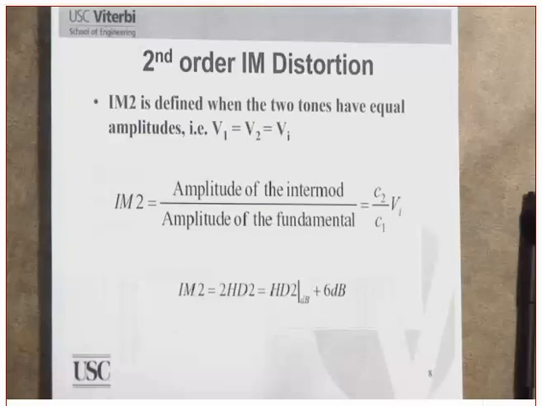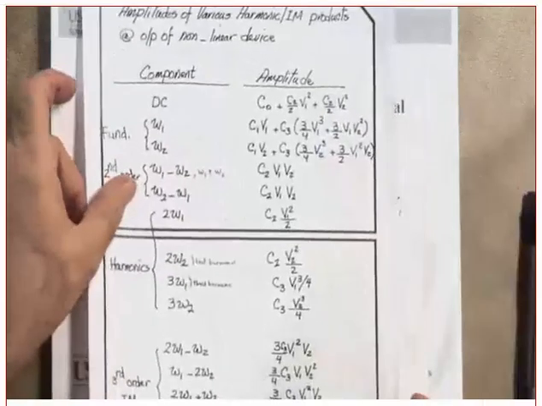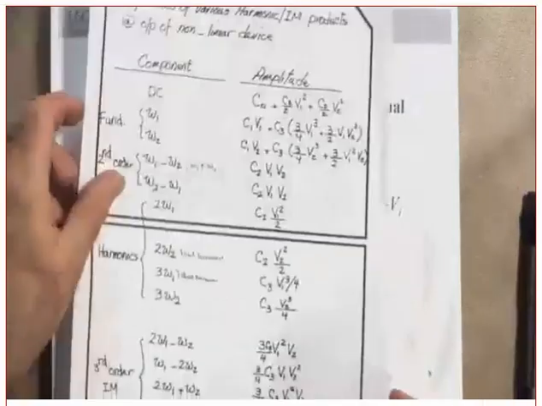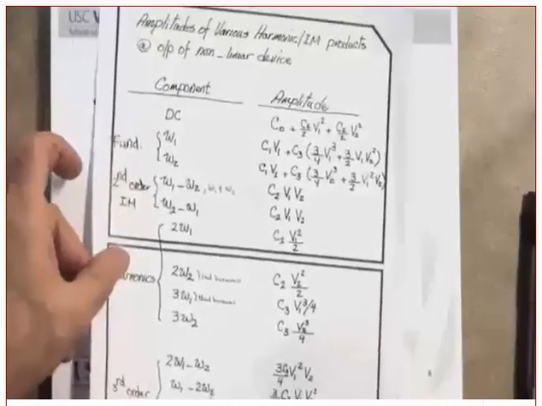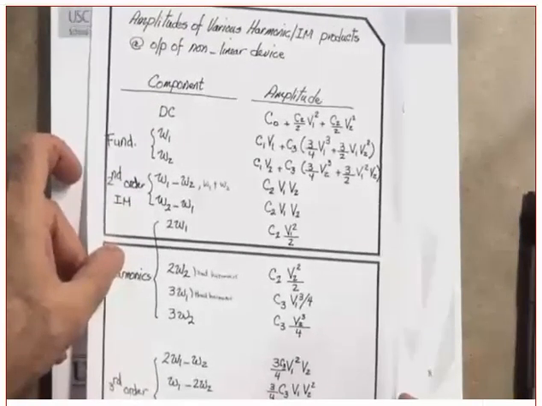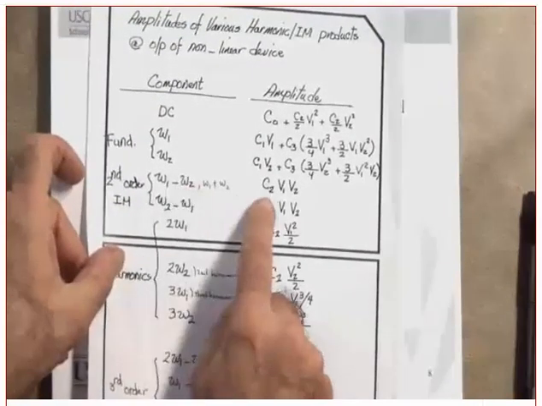Okay. Now, show it to me here. Where is the second harmonic? So I said second harmonic. Where is the second order intermod? This one.